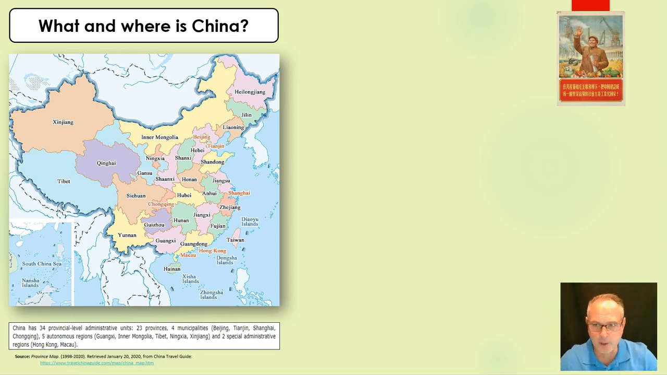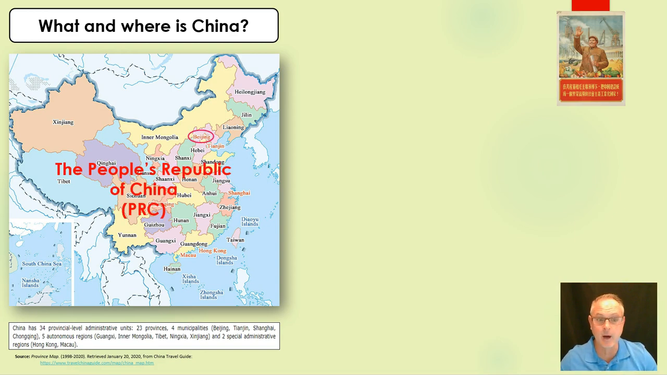Guangxi, and one of my apologies in this unit is going to be some very poor Chinese pronunciation. That's that idea of information not being easily accessible. Inner Mongolia, Tibet, Ningxia, Xinjiang, okay, and 2 special administrative regions, Hong Kong, which is in the news a lot, and Macau. The capital of this country, the People's Republic of China, the PRC, Communist China, is Beijing.